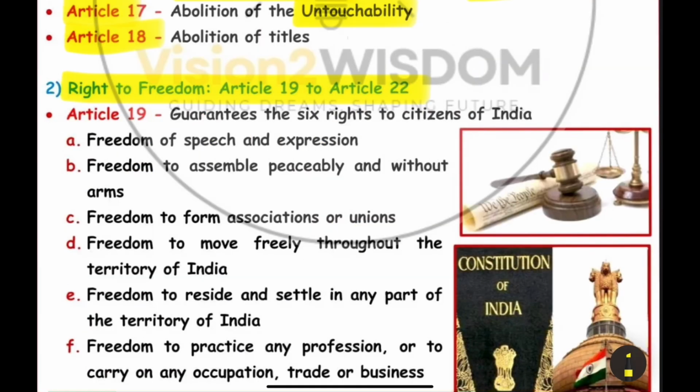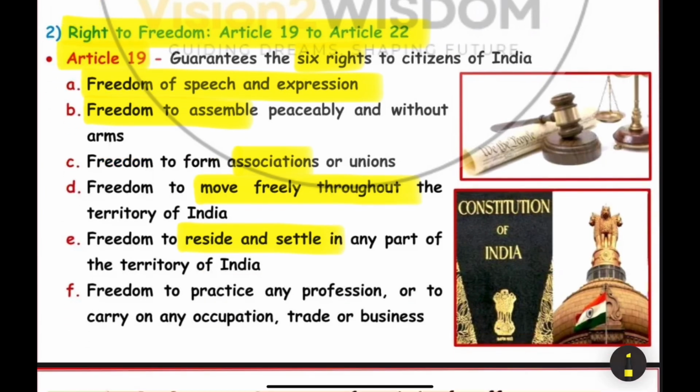Article 19 tells us what is guaranteed. It specifically tells us the right to freedom, on 6 rights. Which 6 rights? Article 19 clause A tells us freedom of speech, then freedom of assembly, then freedom of association, then freedom of free movement throughout the territory, then to reside in and settle, then to practice and profess any occupation. So there are 6 rights guaranteed by Article 19.